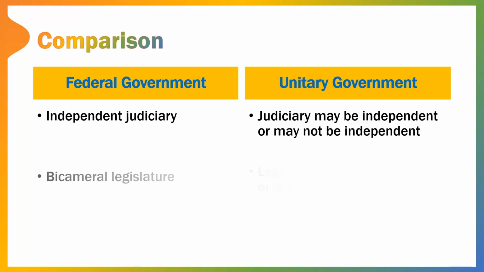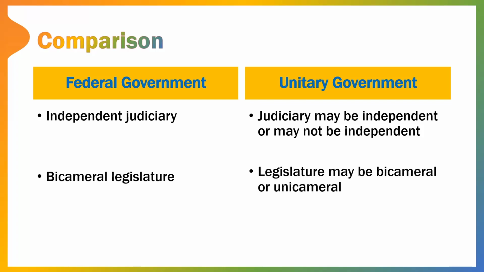The next difference is the legislature type. In the federal government, there will be a bicameral legislature. That means there will be two houses of the legislature. When it comes to a unitary government, the legislature may be bicameral or unicameral. Unicameral means a single legislature. Britain has a bicameral legislature, but China has a unicameral legislature. So this was the basic comparison between the federal government and the unitary government.